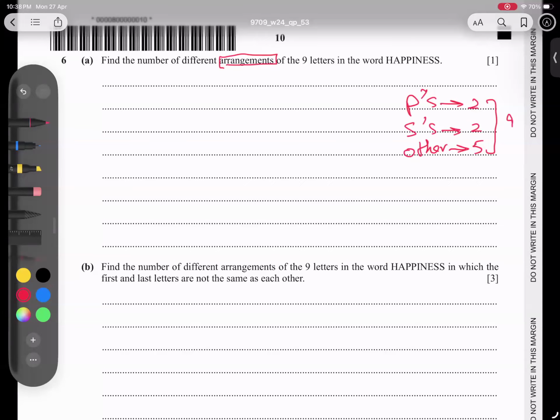So what is the solution of the first question? It is easy: 9P9 divided by 2P2 into 2P2, or you write 9 factorial over 2 factorial into 2 factorial. So not a problem at all. Let me check in the calculator. The first part we are getting here is 90720. Okay, first part done, students.